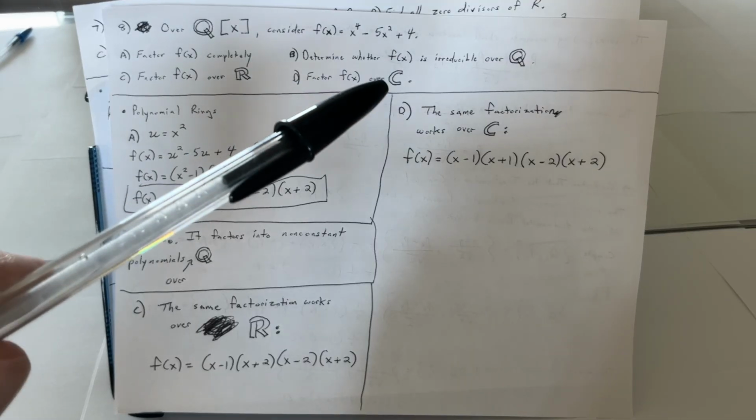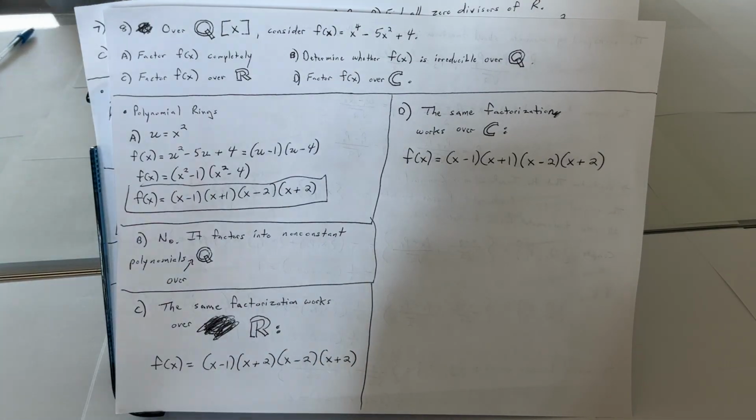And factor f(x) over the complex numbers. The same factorization works over the complex numbers. Okay, so that's number 8. I know I'm going through these rather quickly. Pardon me if I miscommunicate anything.